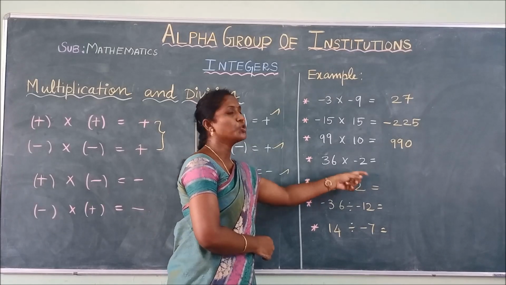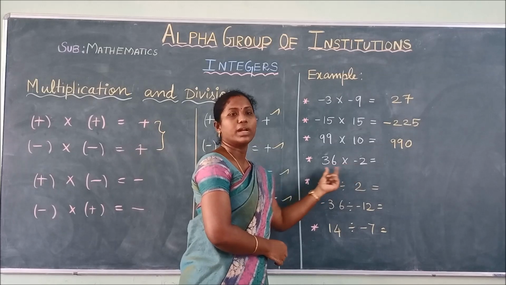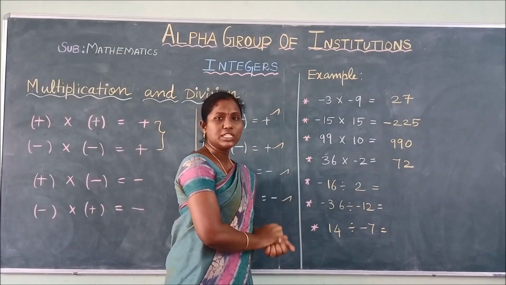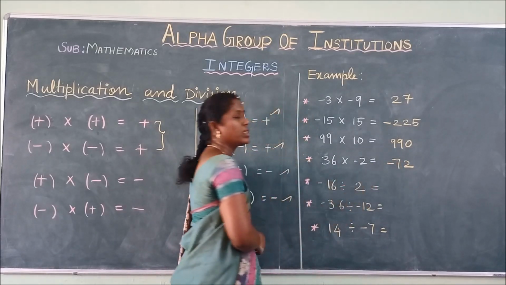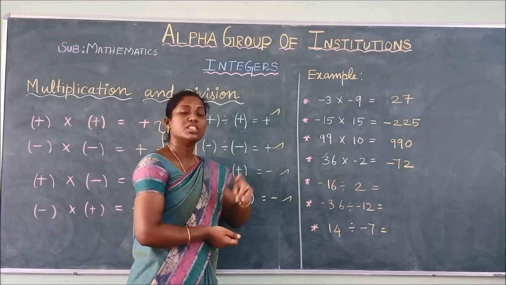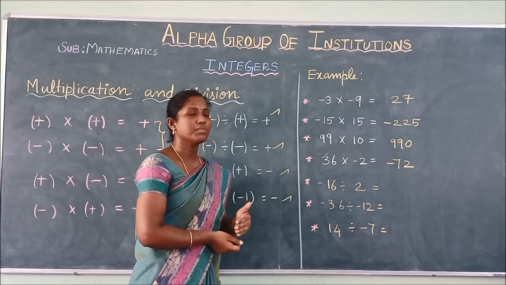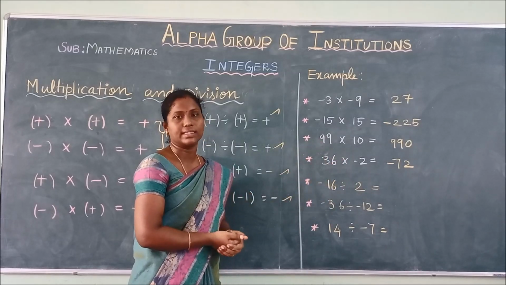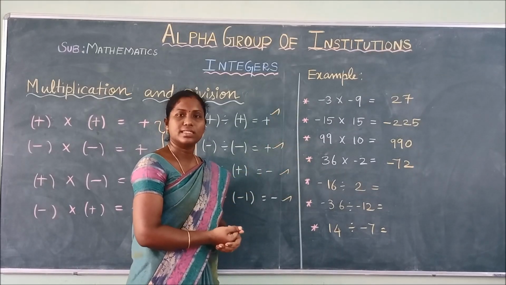Here, 36 into minus 2. 36 is a positive number and 2 is a negative number. While multiplying, the answer is 72. But what sign do we have to put? Plus into minus, a positive and a negative number, so different signs, we put minus. So we know how to multiply the numbers, but if the numbers are given with different signs or the same signs, be careful with the sign you put in the answer. If you study this rule thoroughly, it is very easy to analyze the signs.